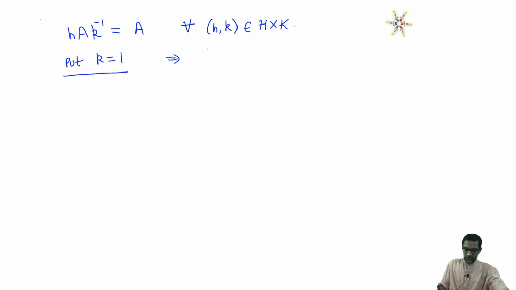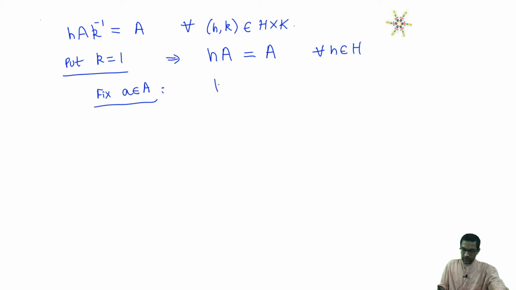What this means is that if I take H A, it gives me A, because right multiplication by K inverse does nothing. So H multiplied by A gives me A for all elements H in H. In particular, let's fix an element A in A. What do I conclude? This means that HA belongs to A for all H in H. So that's really the statement here.